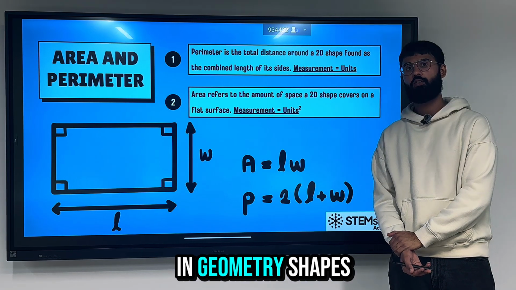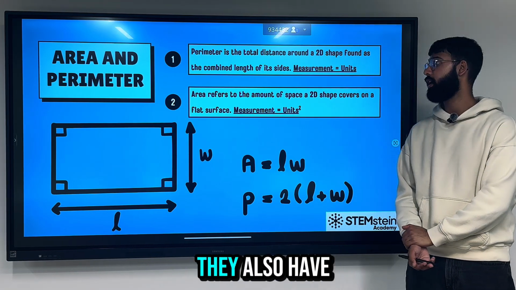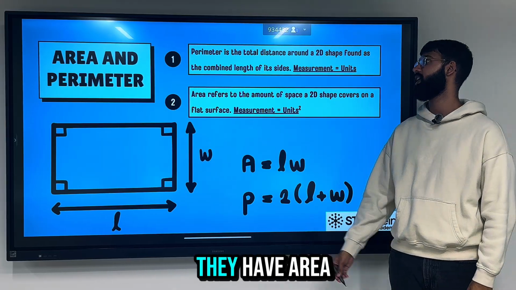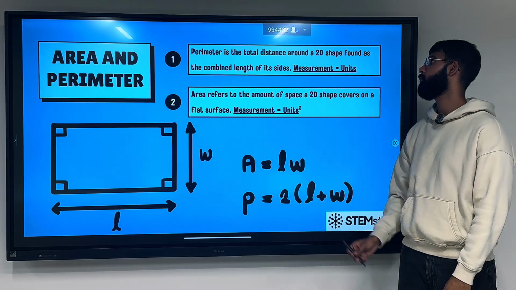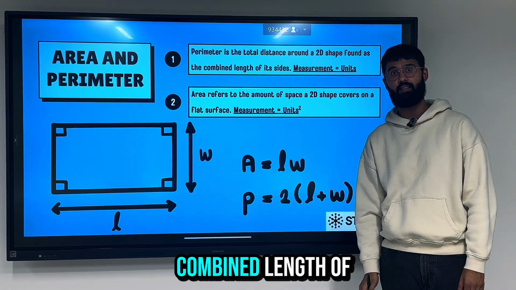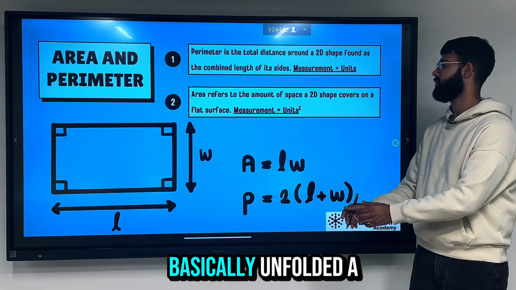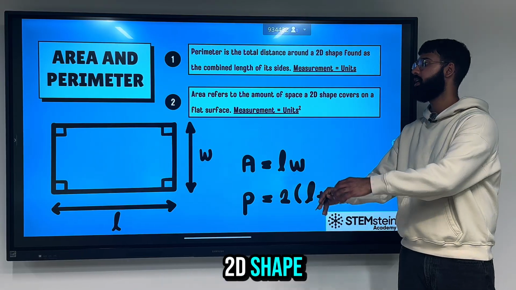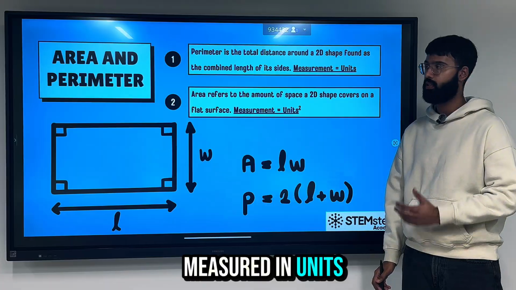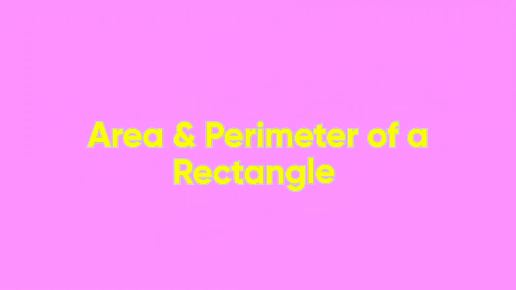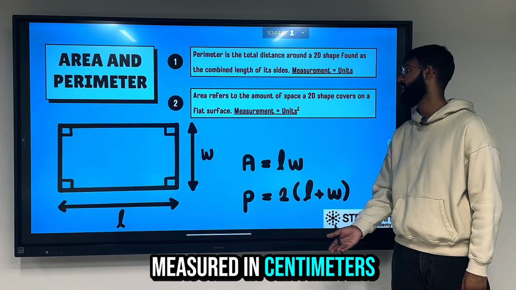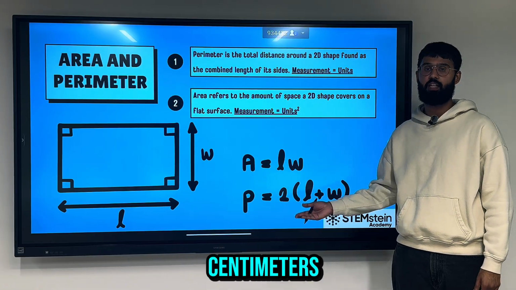In geometry, shapes not only have properties, they also have geometric formulas. In the case of 2D shapes, they have area and perimeter. Perimeter is the total distance around a 2D shape found as the combined length of its sides. So if we basically unfolded a 2D shape, its total length would be its perimeter, and this is measured in units. For example, if this rectangle was measured in centimeters, its perimeter would also just be centimeters.